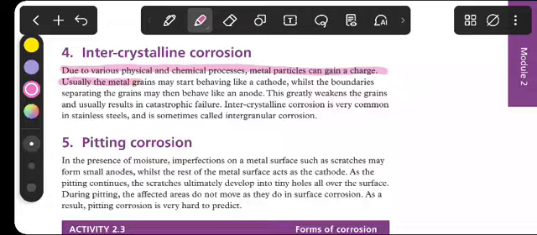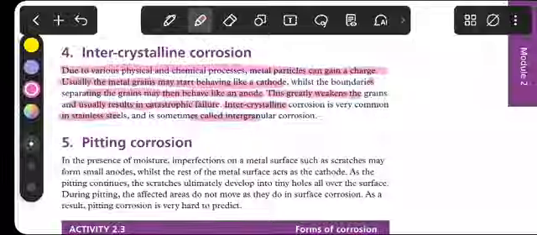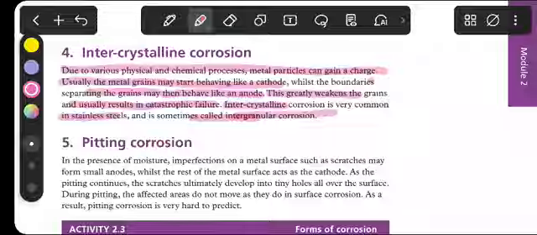Usually the metal grain may start to behave like a cathode, whilst the boundaries that separate the grains may behave like an anode. This greatly attacks the grains and usually results in catastrophic failure. Intercrystalline corrosion is very common in stainless steel and is sometimes called intergranular corrosion.